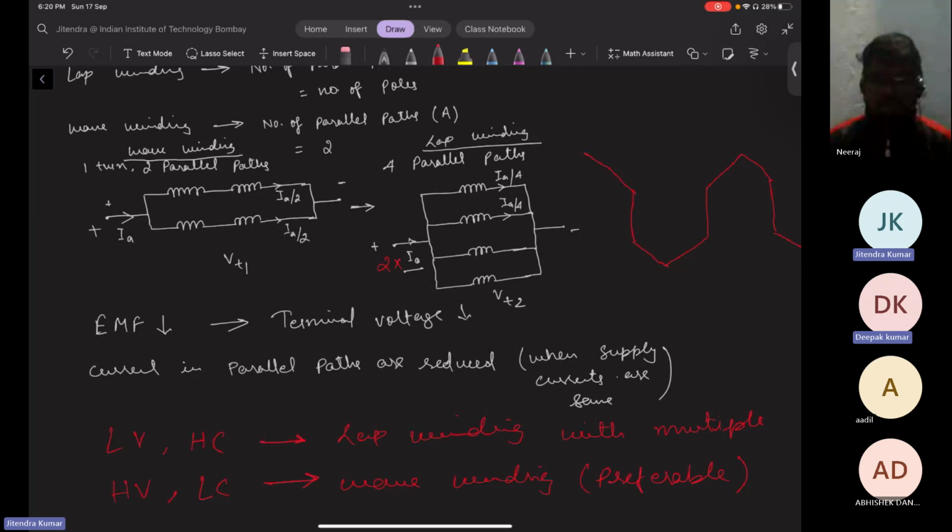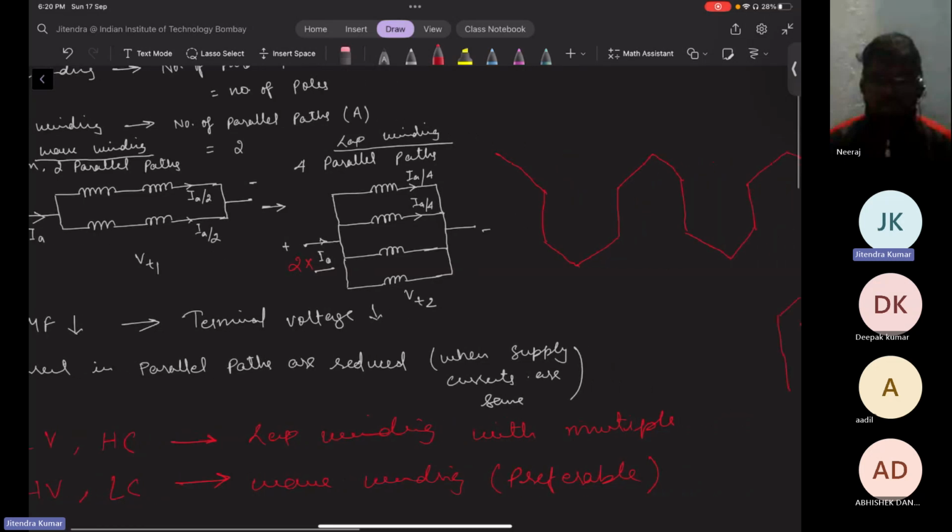Sir, I think there are I square R losses also, and a considerable amount may occur. I square R loss, you are saying that will be increased, you are saying? Yes, sir. That will be considerable, so we have to restrict. I don't think it will increase. Let us see what will happen to I square R loss.